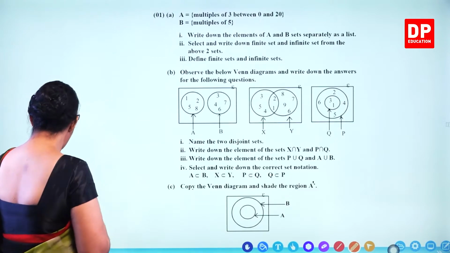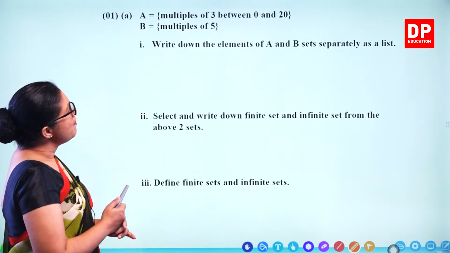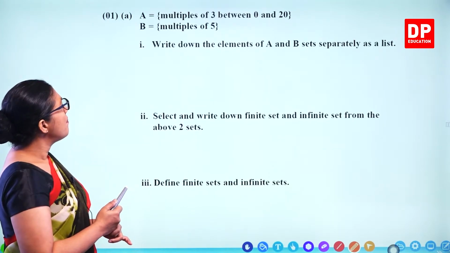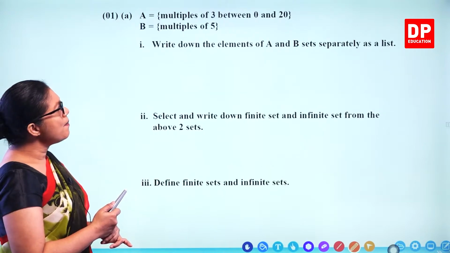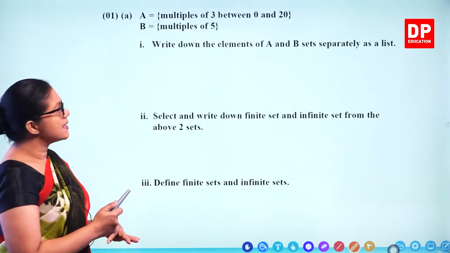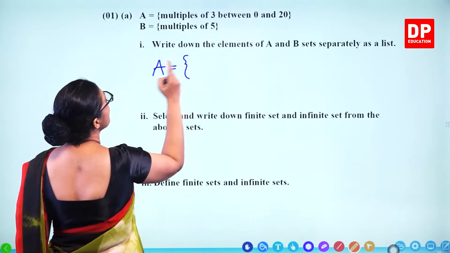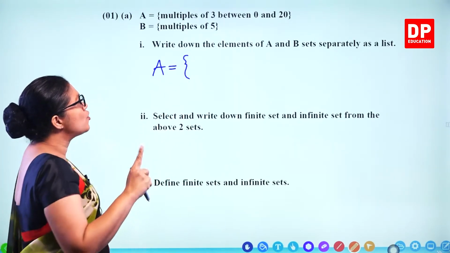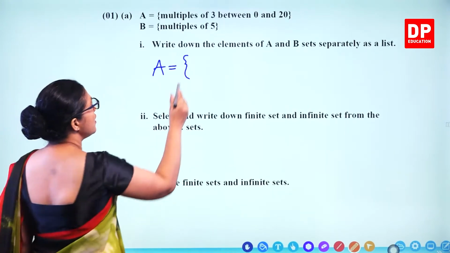We'll do it step by step. A is multiples of 3 between 0 and 20. B is multiples of 5. Write down the elements of sets A and B separately as a list. We'll write down A first. Multiples of 3 between 0 and 20, so that means 0 and 20 are not included.